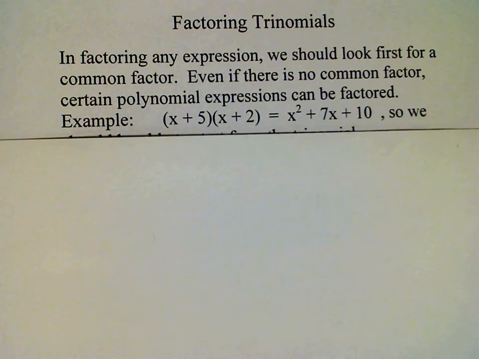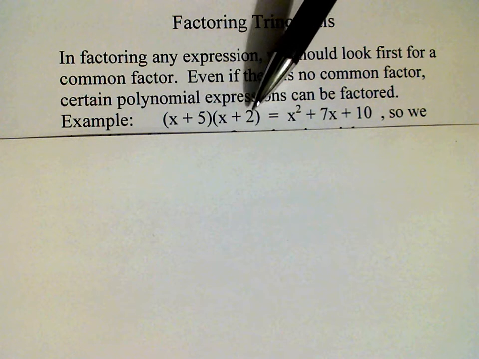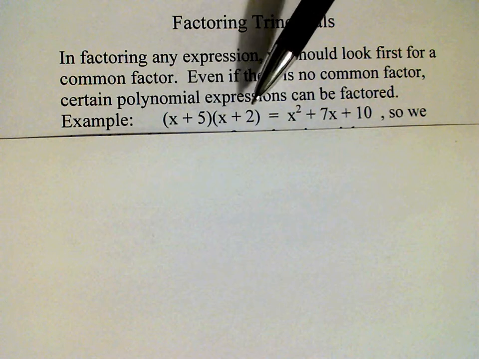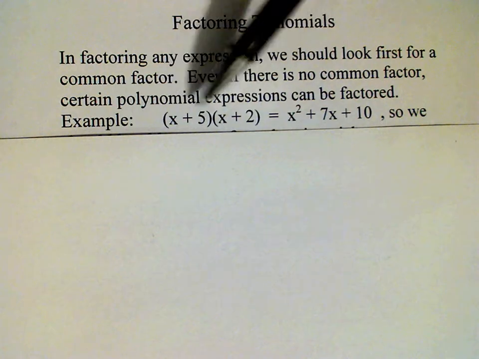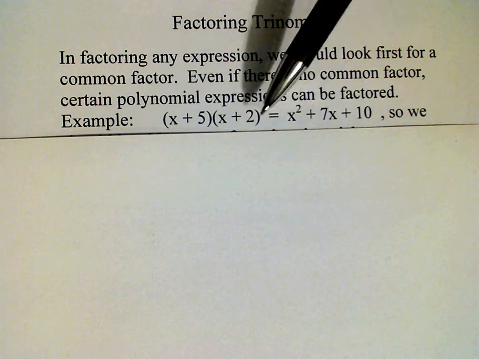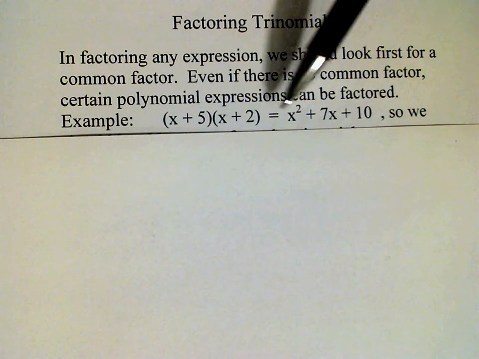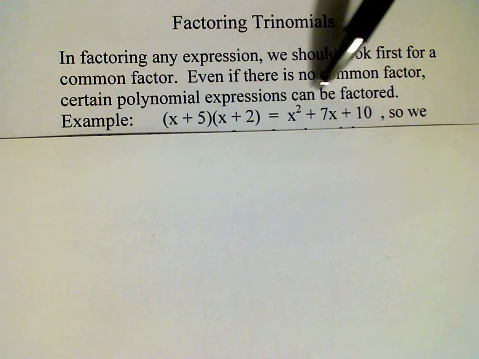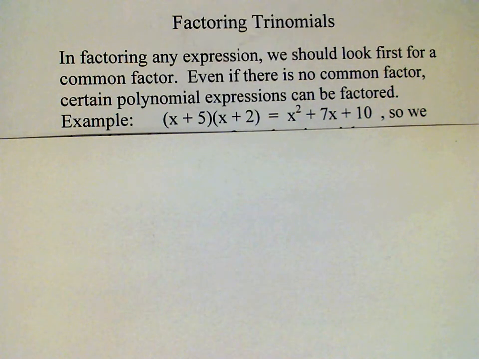To see why, let's start with this multiplication problem. We have x plus 5 times x plus 2, and we know that we can multiply this out using FOIL or some other method and get x squared from F, and then O gives us 2x, I gives us 5x, so 7x, and then L gives us 10. Okay, but the point here is, since the product of these two binomials gives us this trinomial, then if we start with this trinomial, we should be able to get back the product of these two factors.